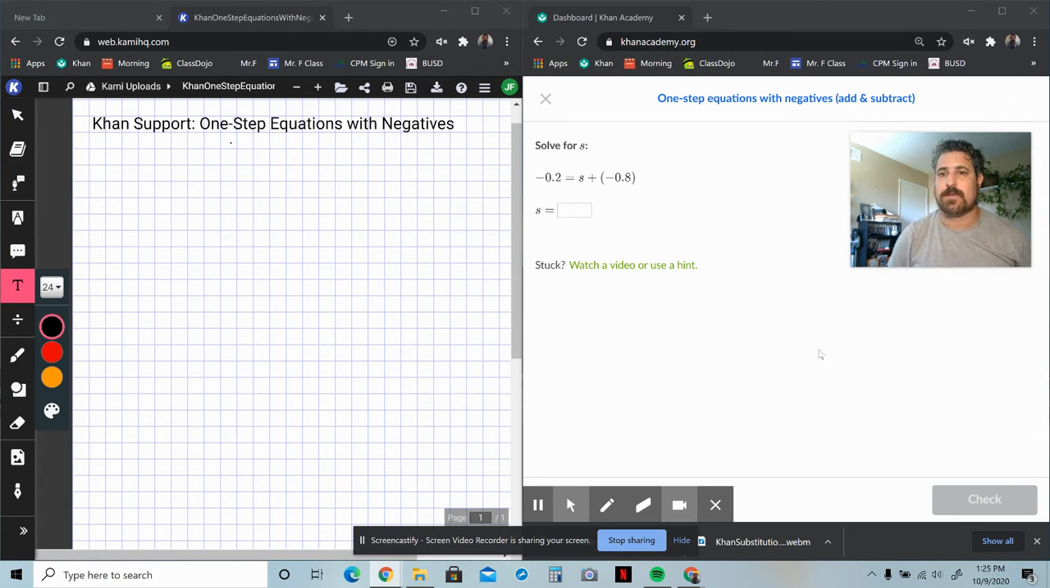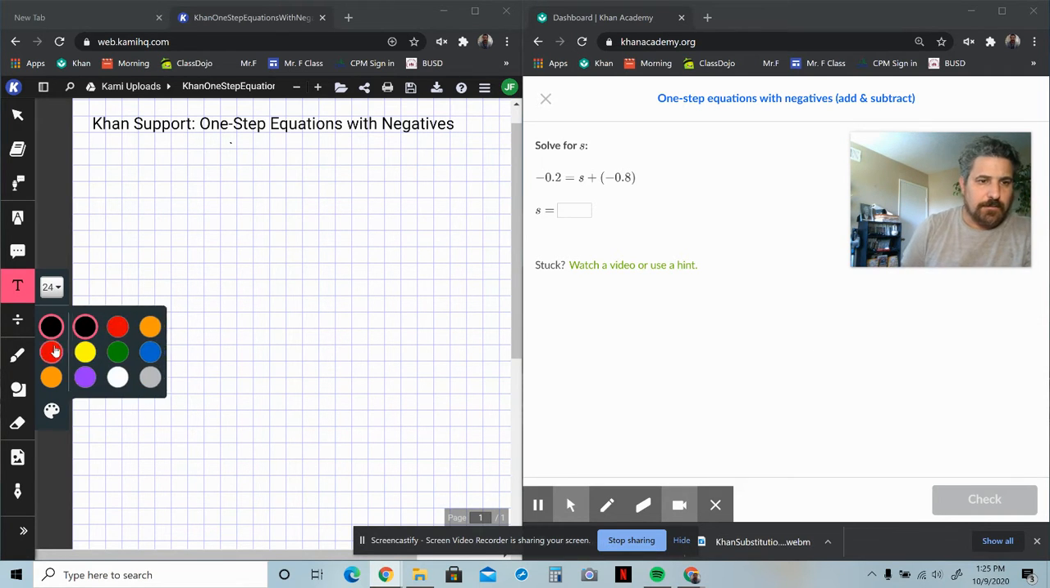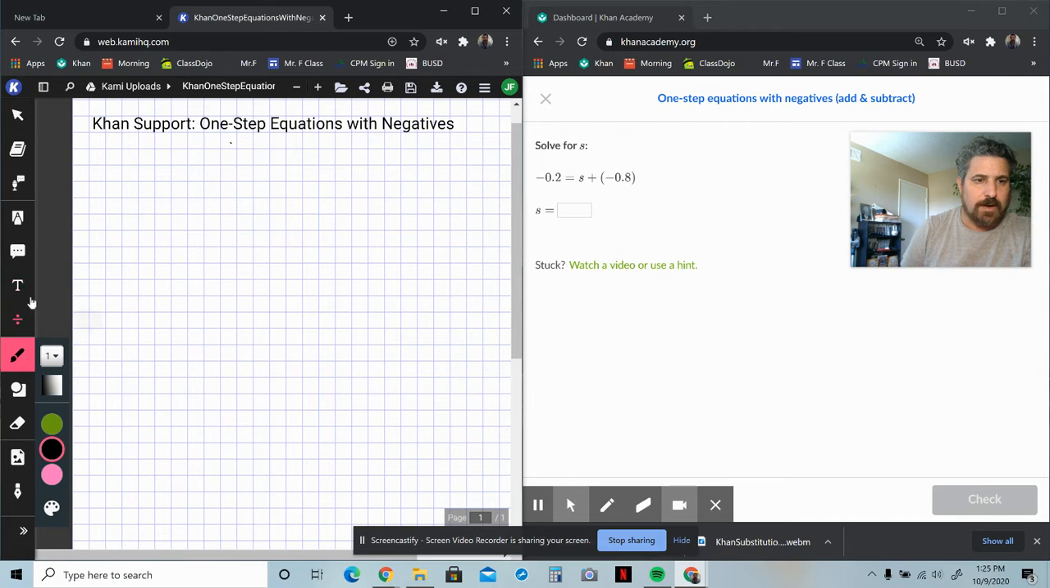This one's on one-step equations with negative numbers, adding and subtracting. So it's pretty straightforward. I'm going to go over the basics of solving an equation and hopefully it gets you guys comfortable. All right? So first things first, the main rule for any equation is whatever you do to one side, make sure you do it to the other.